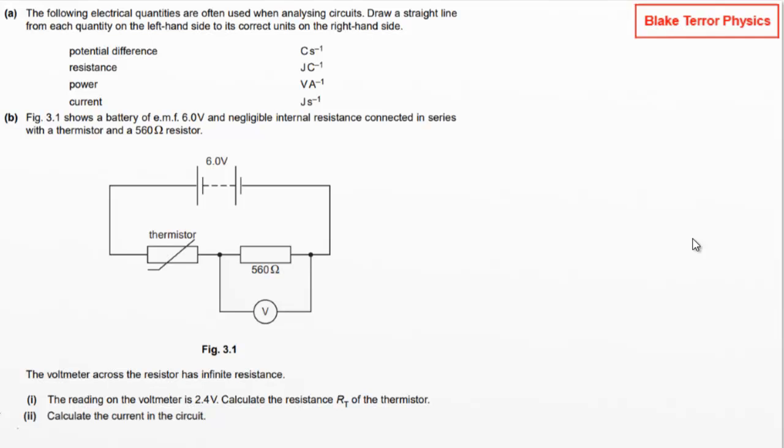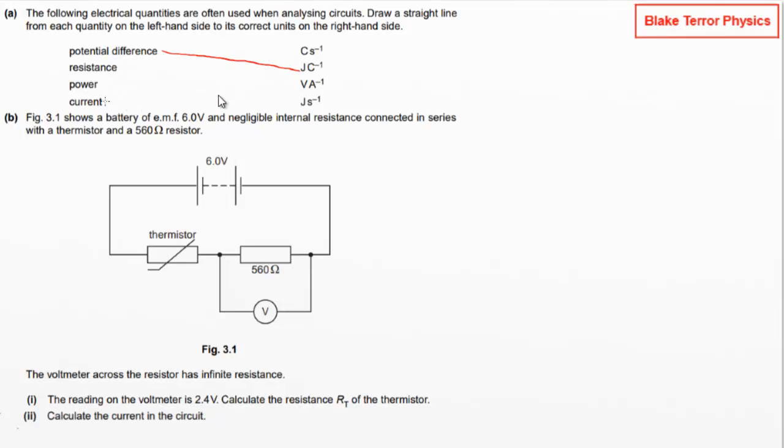Hello, right, here's a few more electrical circuit questions. We've got a starter with the following electrical quantities often used when analysing circuits. Draw a straight line from the quantity on the left to the units on the right. Right, potential difference, which we want to be thinking about conceptually most of the time anyway. We know this is our joules per coulomb, the energy per coulomb that's transferred between 2 points of a circuit. So potential difference, joules per coulomb.